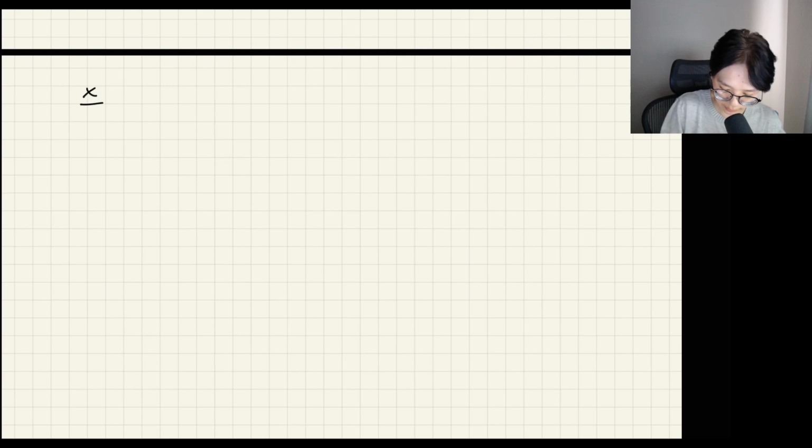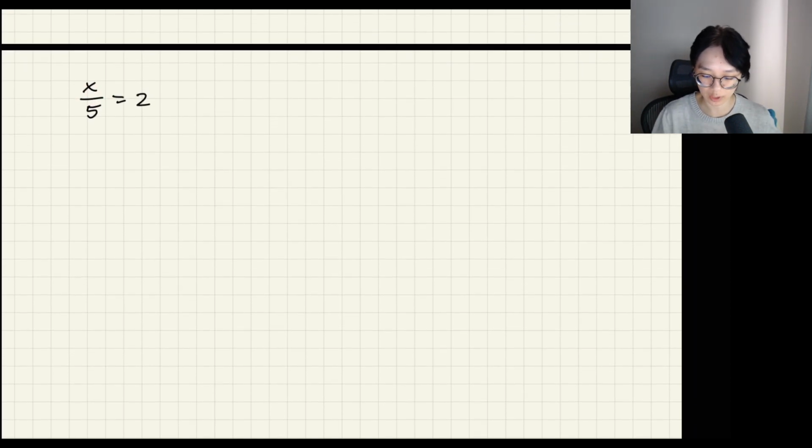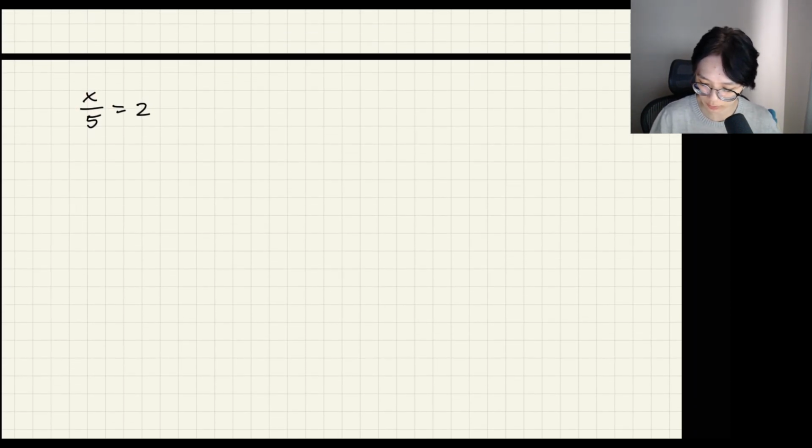Now let's do some division stuff. Let's have x divided by 5 equals 2. This bar is like a fraction bar. That means division. What's the opposite of division? Multiplication. So we multiply both sides by the number we're trying to get rid of, 5. Those cancel for the same exact reason.